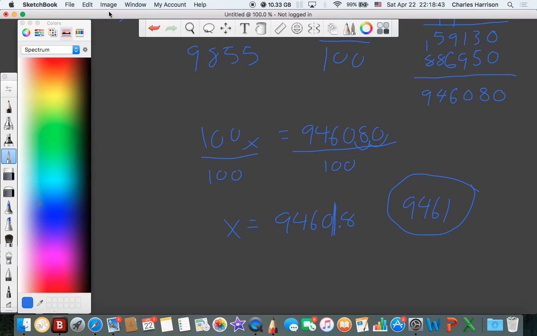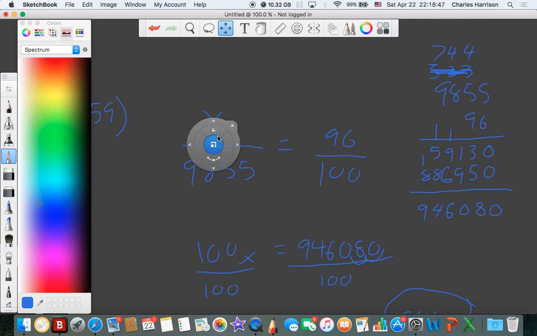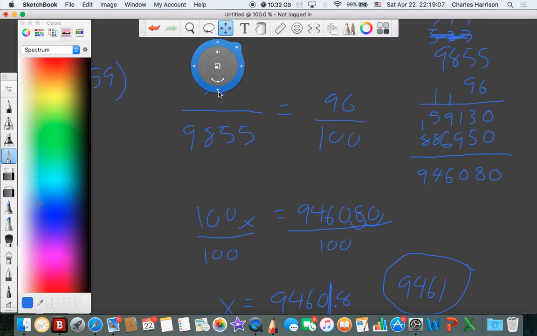And if you wanted to check, you could plug that into this x, and with your calculator, since we rounded, it would equal more or less 96%. You'd get 0.96 something something if you divided this number down here by the original number, which was 9,855.